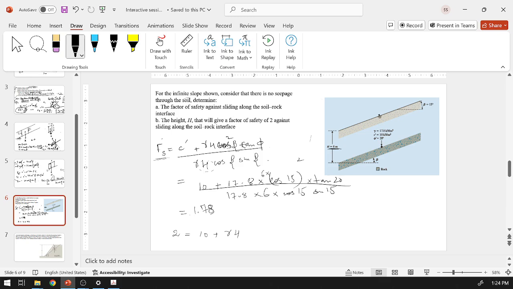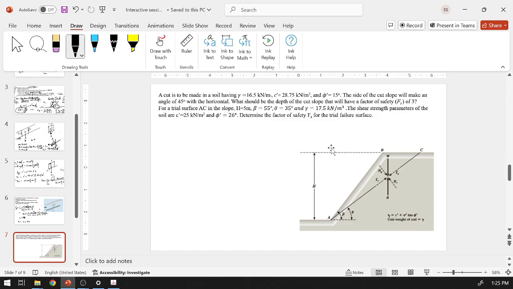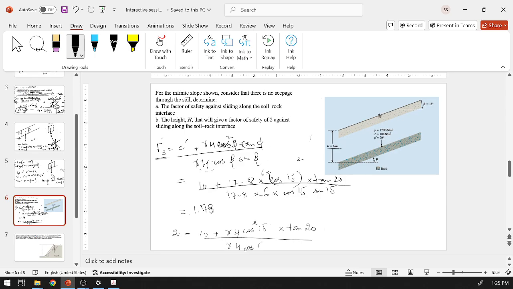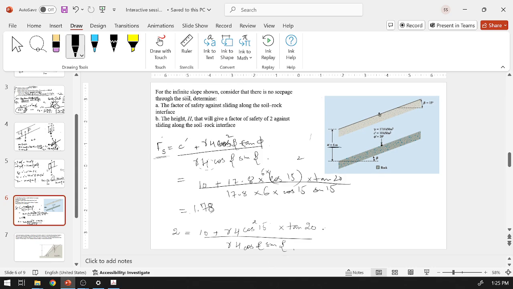One second, let me check again. Okay, so cos square 15 into tan 20 over gamma h cos beta sin beta. Gamma is 17.8.